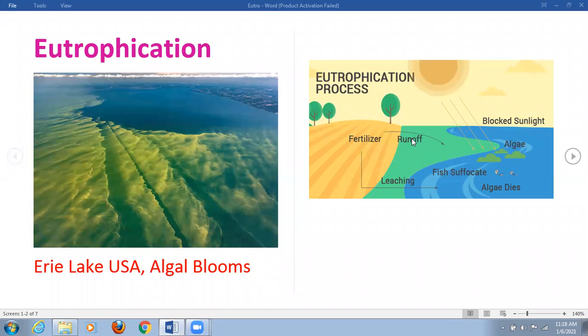In this lecture, we are going to discuss the concept of eutrophication, which is an important topic for FYBSc zoology students. So, before we start eutrophication, let's see the pictures on your screen. On the left hand side, it shows Lake Erie. This is a very famous example of eutrophication. This is Lake Erie in the United States of America. And this picture shows the algal blooms on the surface of the water.